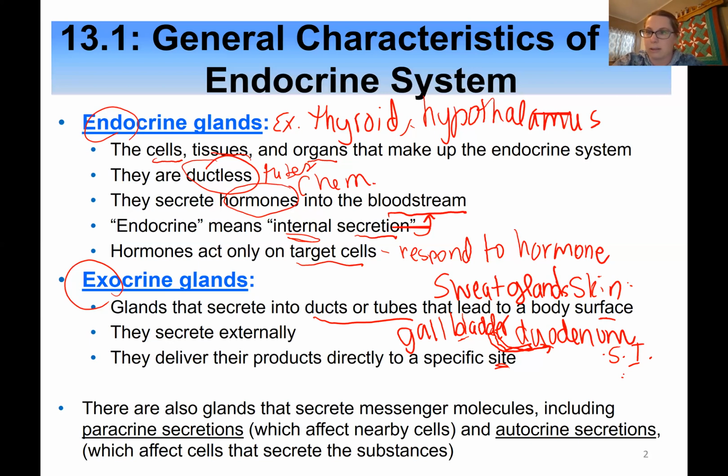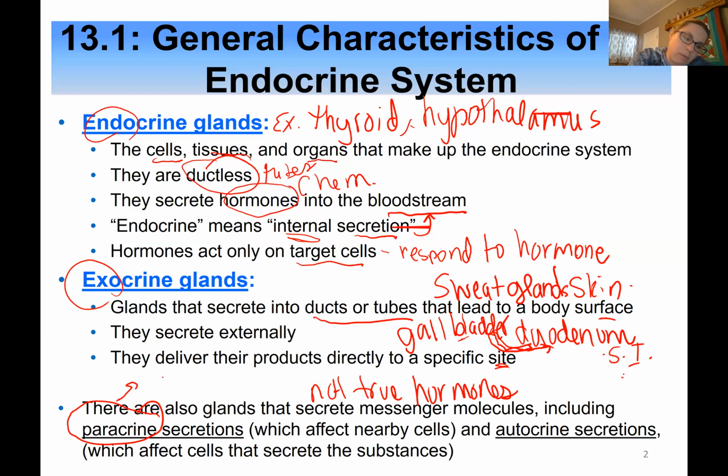Mammary glands, milk glands, are also examples of exocrine glands. So know the difference between endocrine and exocrine glands. Now, there are also some glands that secrete messenger molecules, but that are not true hormones. These messenger molecules would be things like paracrine secretions, an example of which would be prostaglandin. Prostaglandin is going to affect nearby cells. It's not going to go through the bloodstream like a true hormone would, but it will influence the cells very close to where it was released into the interstitial fluid.